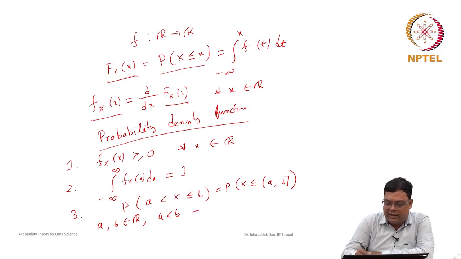So, in that case, how will we find the probability using the probability density function? This is nothing but the integration from A to B of f_X(x) dx. So, what is the graphical interpretation of the probability density function whenever X is a continuous random variable?